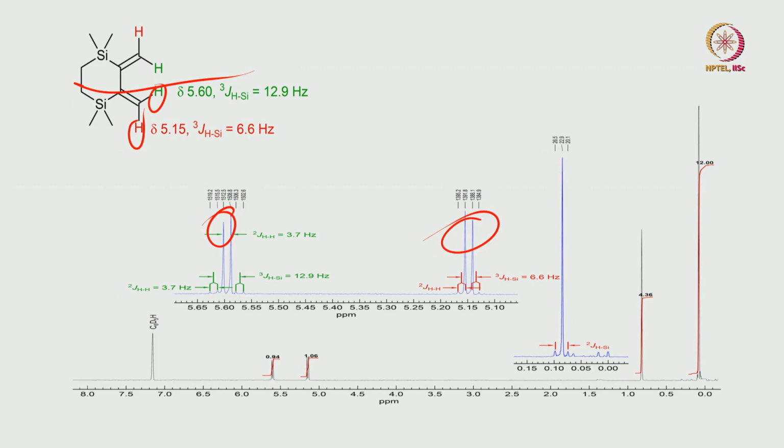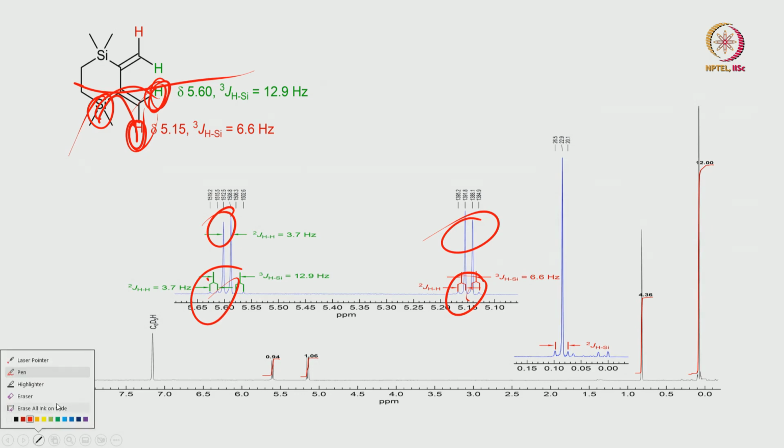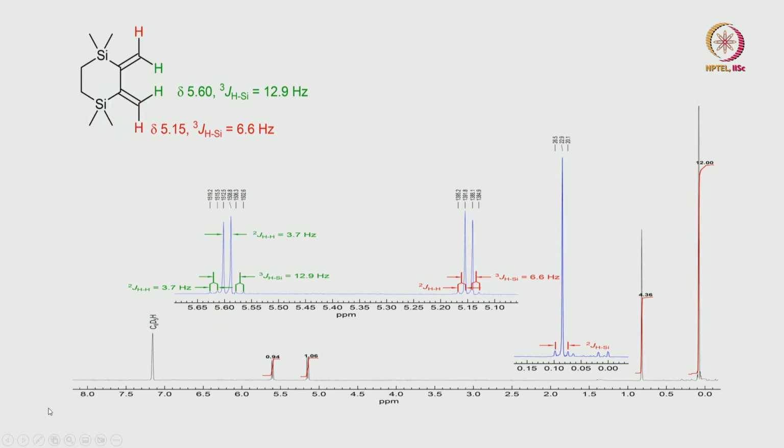At the same time, each of these protons can experience coupling with silicon. It can have 3 bond silicon to this proton coupling. Both are present. Both are 3 bond coupling. See, this is what it is. One proton and one proton, both are here. This proton is coming here and this proton is coming here. You can find out from this. This proton is because of this, and this proton is because of this.